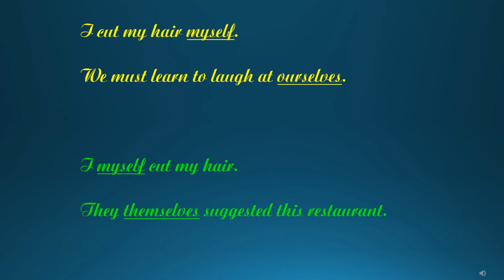In the second sentence, the doer of the action is we and at the same time we receives the action of being laughed at. Here, myself and ourselves are reflexive pronouns because the action is reflected to the subject. Now take the last two sentences. I myself cut my hair. They themselves suggested this restaurant. Here, myself and themselves emphasize the doer's role in the action.